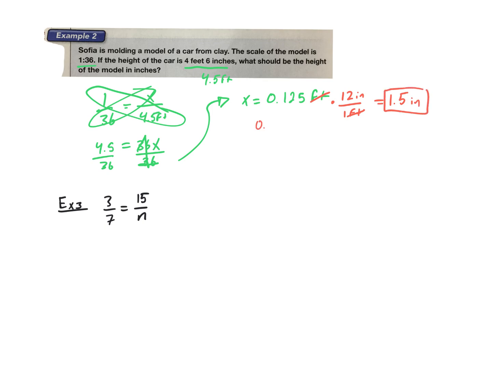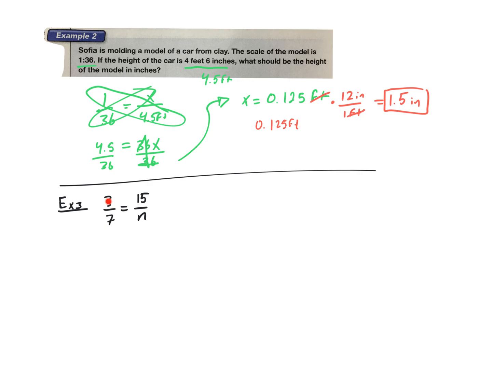So that 0.125 feet, technically that would be fine, but the 1.5 inches is a lot more helpful. Now, when we talk about scale factor, for this model here, the scale factor is 36. Notice it's the reciprocal of the scale. What that means is that if I took the smaller length and multiplied it by 36, I get the larger length. And we're going to use that concept here as we move into example 3.